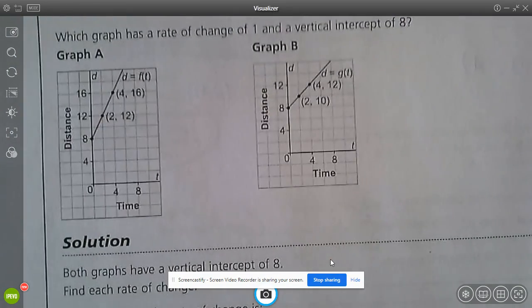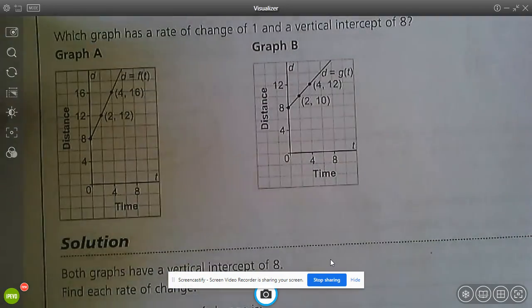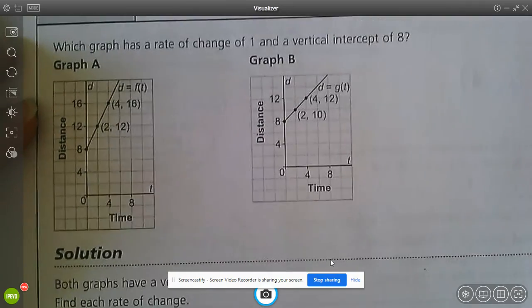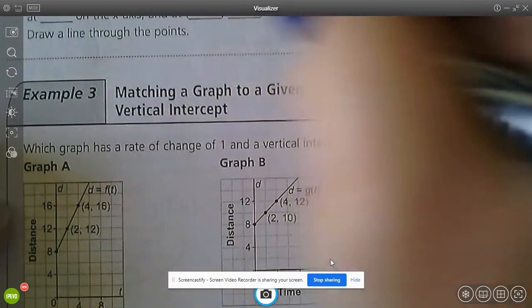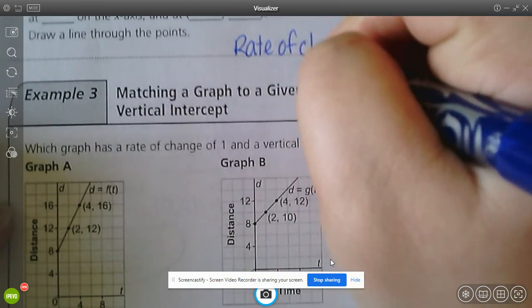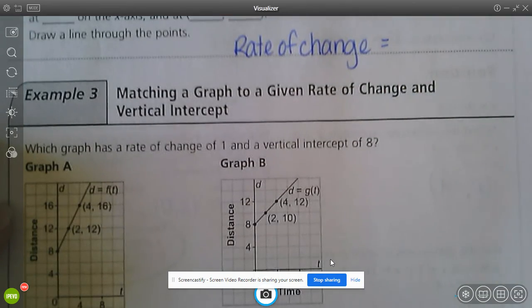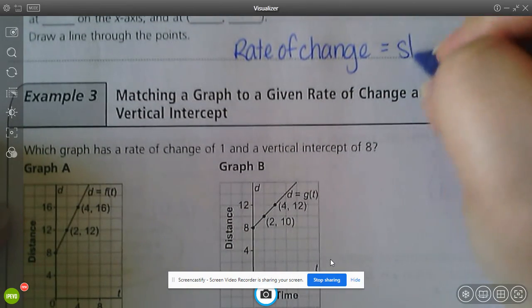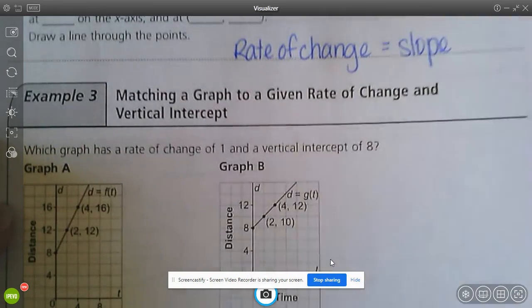Okay, we're going to take a look at the third and final example. So this is matching a graph to a given rate of change and vertical intercept. We did rate of change in the previous lesson. There's another term for this, and if you've taken science or are doing the physics in the science unit right now, rate of change is also called slope. So you may have heard of the slope of a line, same thing.